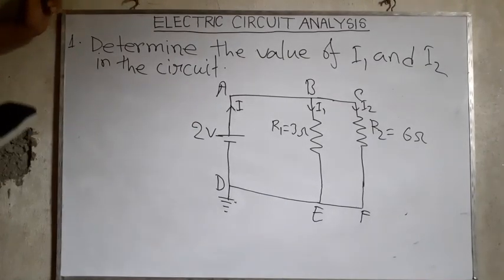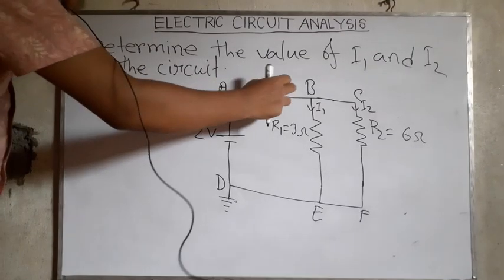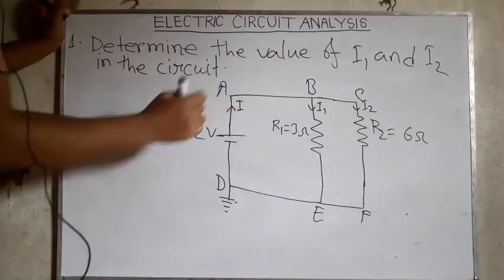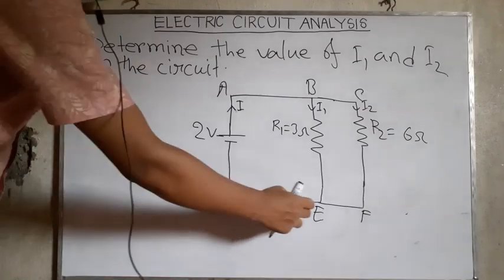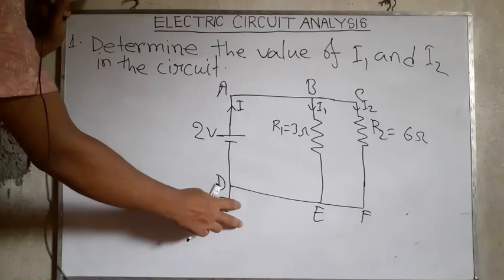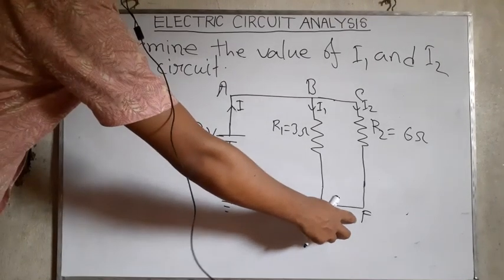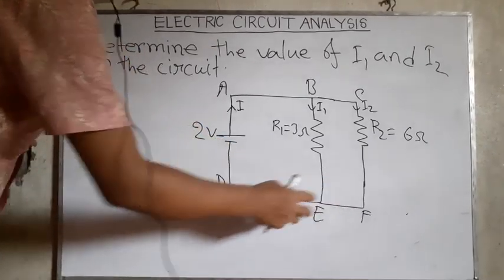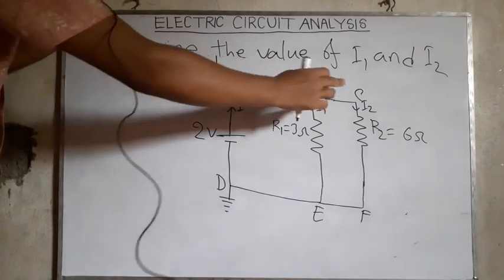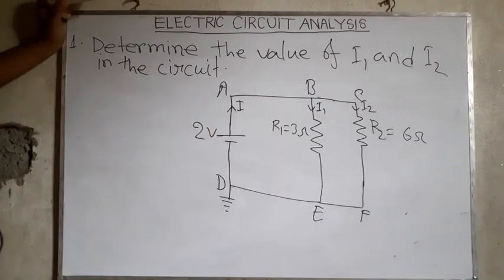Here the potentials at A, B and C are the same because these three points are the same point, and D, E, F are the same. Here D is connected with the earth, therefore its potential is 0 volt. Here D is 0 volt, E 0 volt, F 0 volt. That is, the potential at D, E, F is 0 volt and the potential at A, B and C is 2 volt because the voltage of the cell is 2 volt.